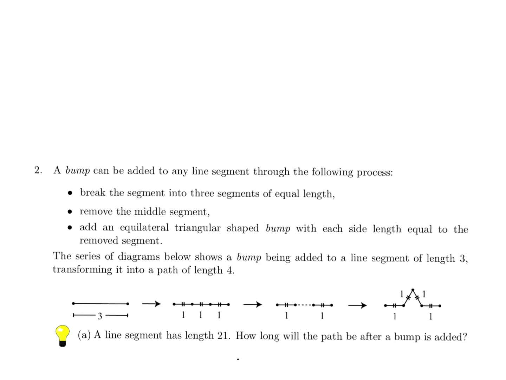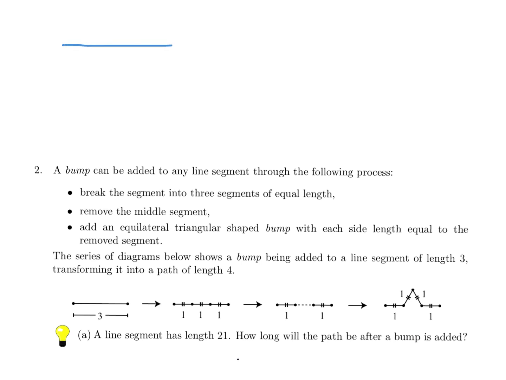A bump can be added to any line segment through the following process. Break the segment into 3 segments of equal length. Remove the midline segment. Add an equilateral triangle-shaped bump with each side length equal to the removed segment. The series of diagrams below shows a bump being added to a line segment of length 3, transforming it into a path of length 4. A line segment of length 21, how long will the path be after the bump is added?